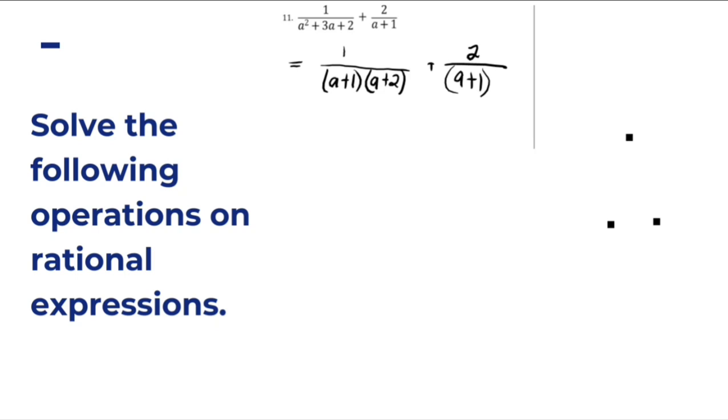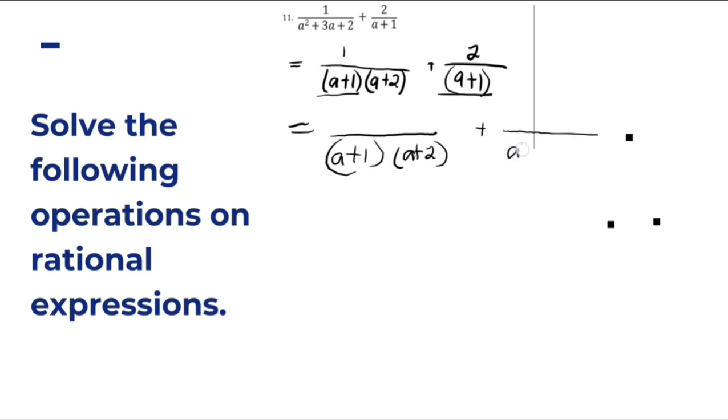Now for the LCD, if you have any common factor, so a plus 1 and a plus 1, we will just be writing them once. So each pair can only be written once in your LCD. So we'll have a plus 1, and then all the other factors that don't have a partner, we'll just copy them. A plus 2 plus a plus 1 over a plus 2.